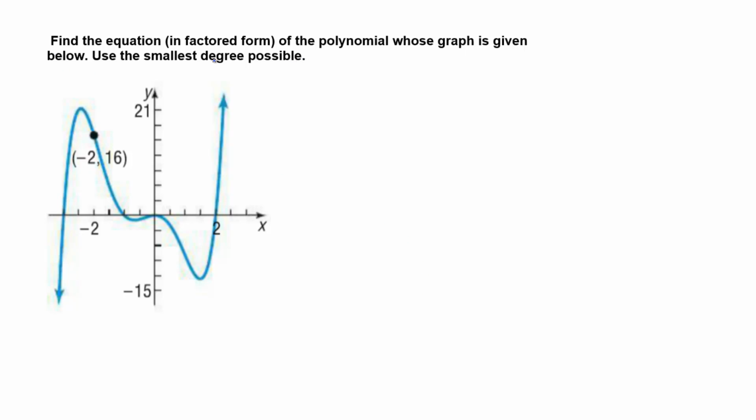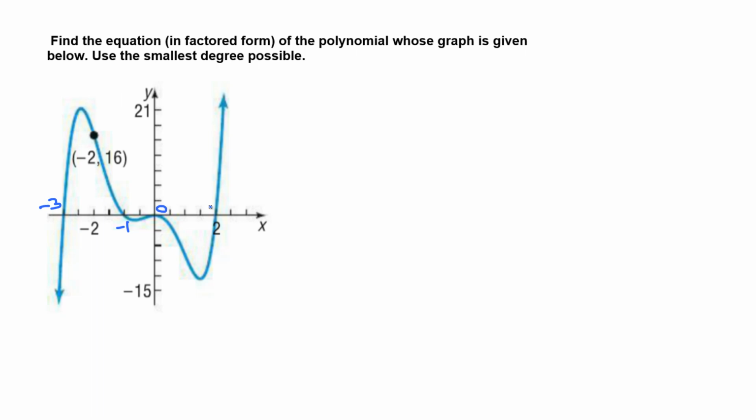Find the equation in factor form of the polynomial whose graph is given below. Here we got the graph. Use the smallest degree possible. Looking at this graph, it intersects the x-axis at 2, at 0, here at -1, and here at -3.